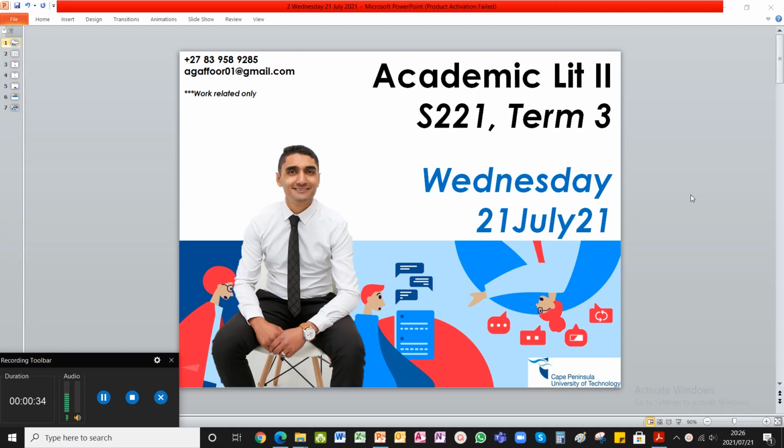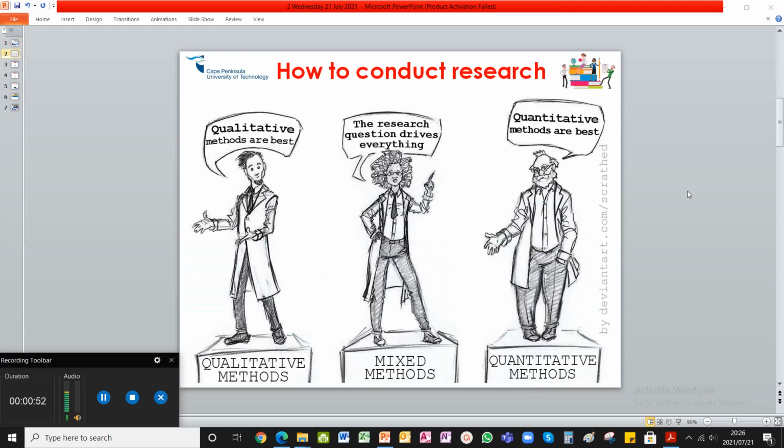So the best way to start interacting with academic vocabulary, grammar, and research is to actually start the research process, but in a small way in which we are doing it. So this semester or this term will be a continuation from semester 1. Today's lesson is looking at the 3 different ways in which to conduct research. And very simply put, the 3 ways are qualitative, quantitative, and mixed methods.